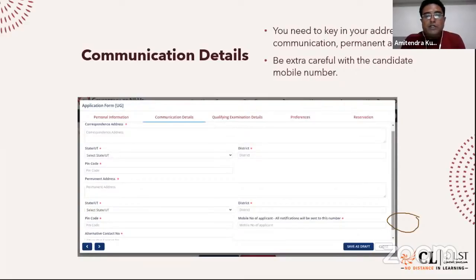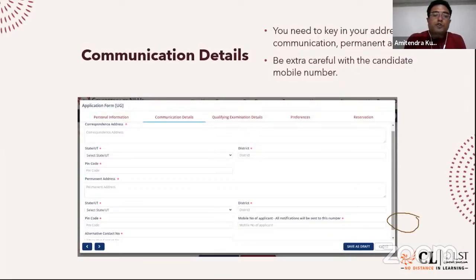Give the email ID which you intend to use for a longer time frame, at least till the entire CLAT process and the admission process is completed. Give the mobile number which you definitely intend to use for the next 1 year. So that would be the time frame, a safe time frame actually.